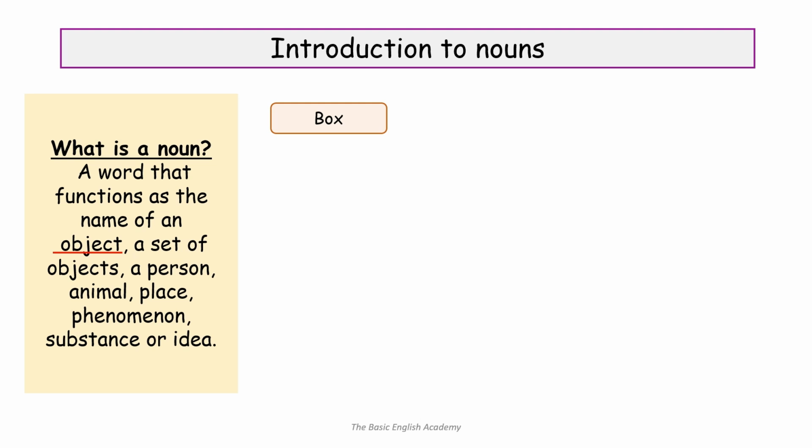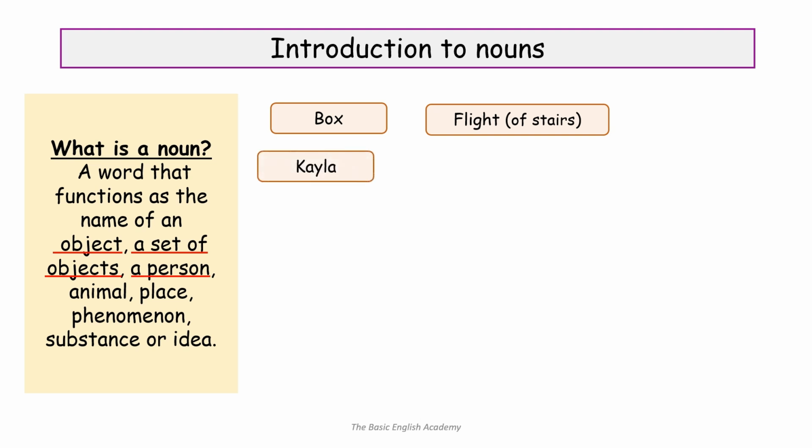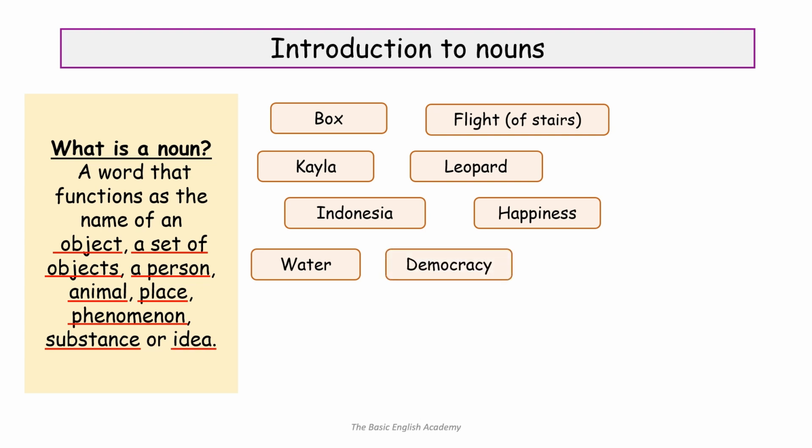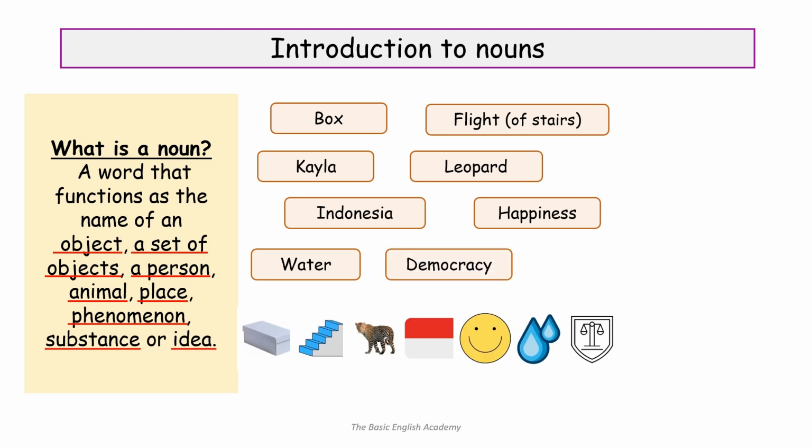An example of an object is a box. That of a set of objects, a flight of stairs. A person, Kayla. An animal, leopard. Place, Indonesia. Phenomenon, happiness. Substance, water. Or idea, democracy. As you can see here, I tried to represent these examples in picture form.